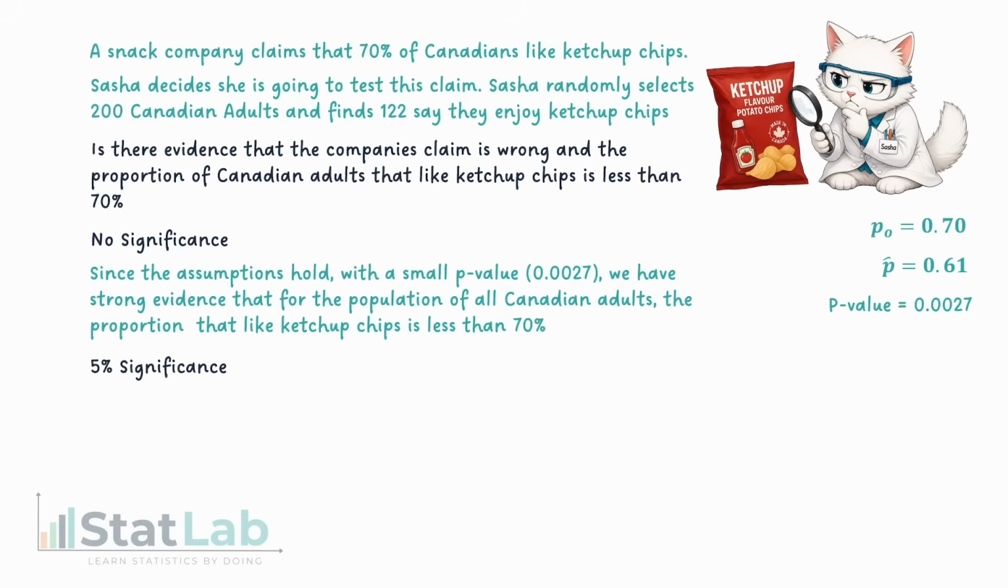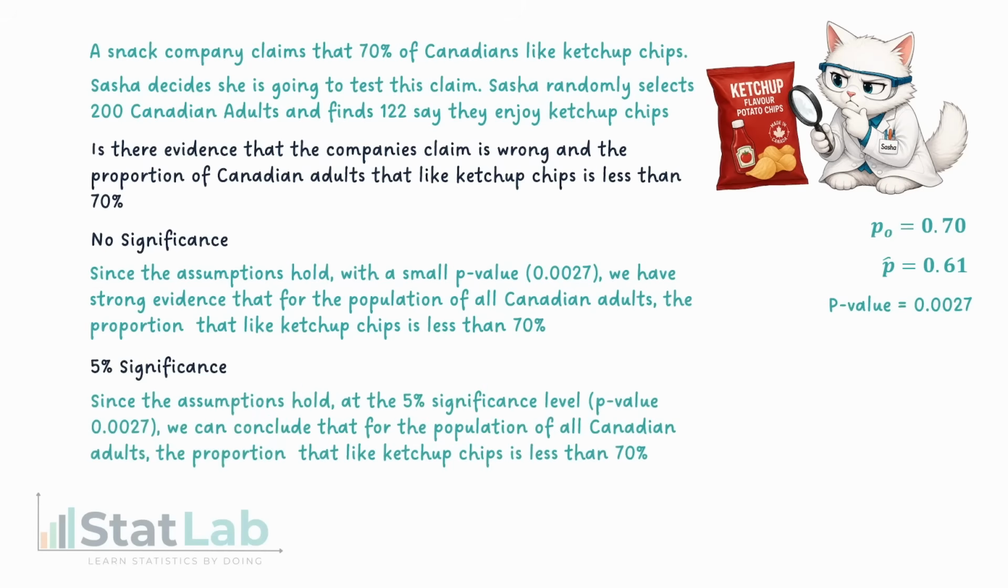Now, suppose we had a 5% significance level. This time it would sound like this: Since the assumptions hold at the 5% significance level (and then I put the p-value in brackets), we can conclude that for the population of all Canadian adults, the proportion that like ketchup chips is less than 70%. So the difference between having significance and not having significance is that significance allows me to either conclude or not conclude, whereas with no significance, I can only talk about how strong my evidence is.